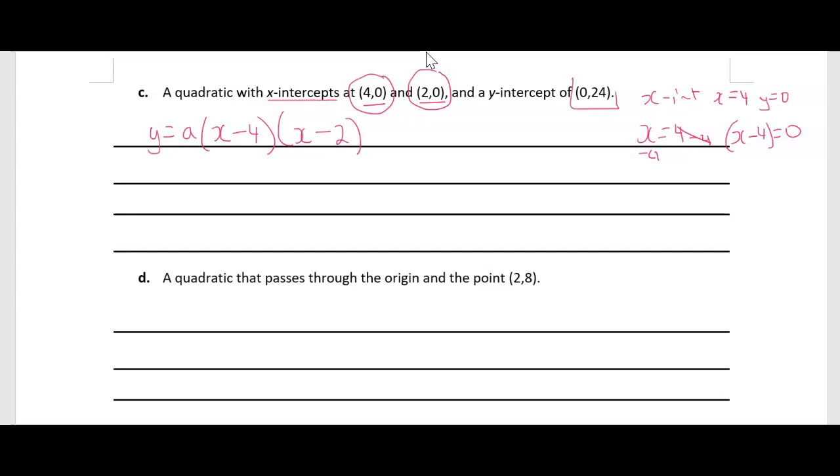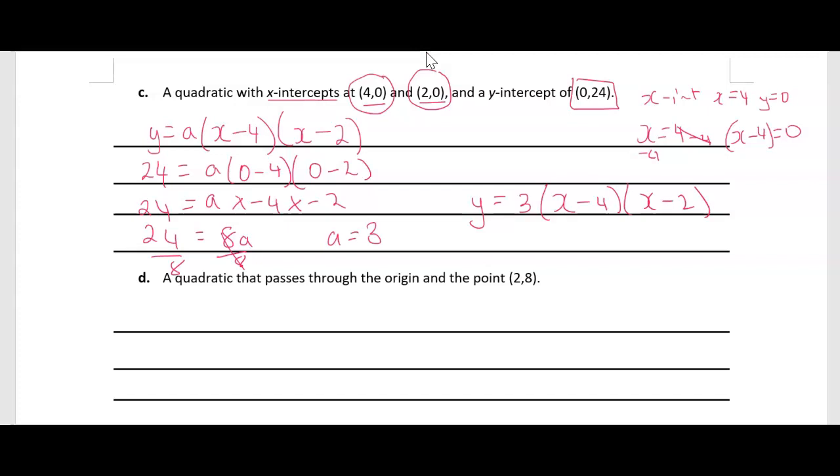All right, and then we've got a y-intercept of 0, 24. So all we need to do is now substitute that into the equation. So we've got 24 for y, a times 0 minus 4, times 0 minus 2. All right, so then it's going to be a times negative 4 times negative 2, which is 8a. Divide both sides by 8. So a is equal to 3. So your equation, and you can just do it in turning point form.